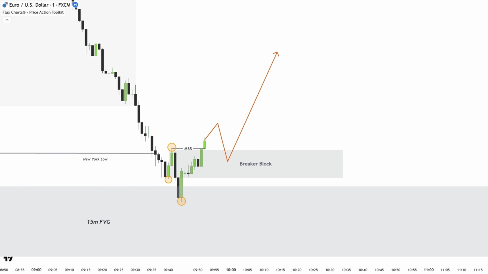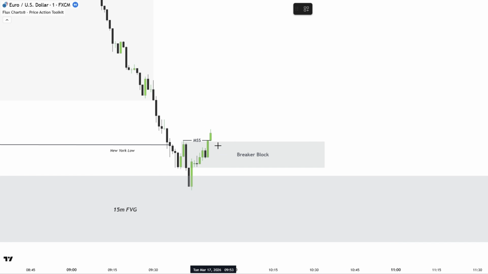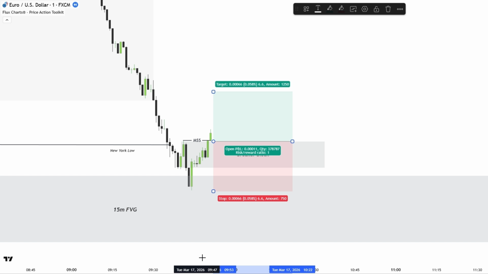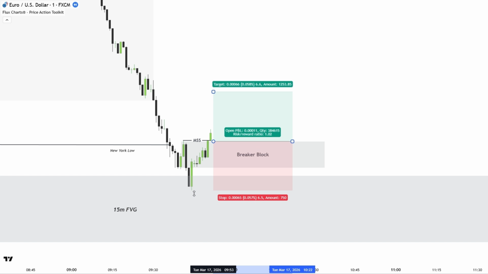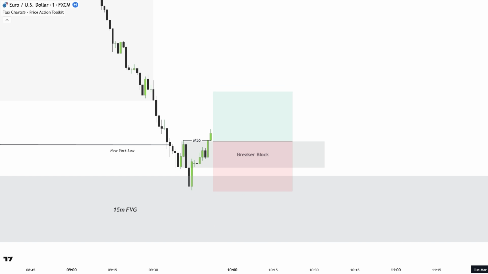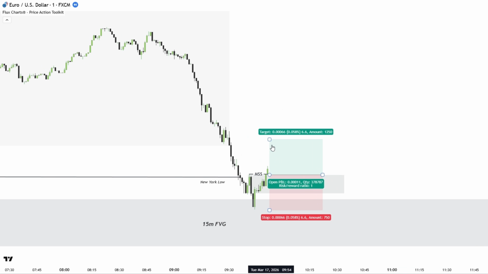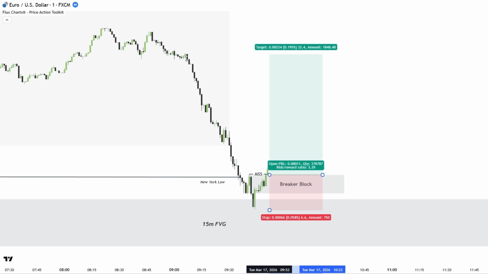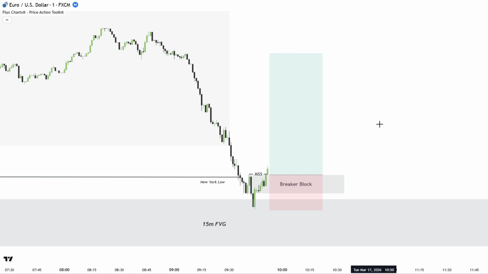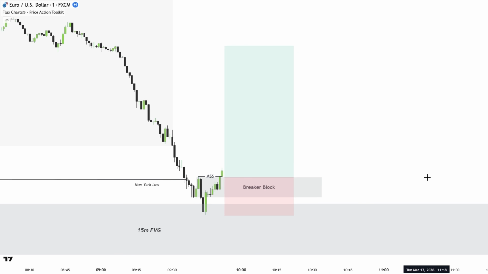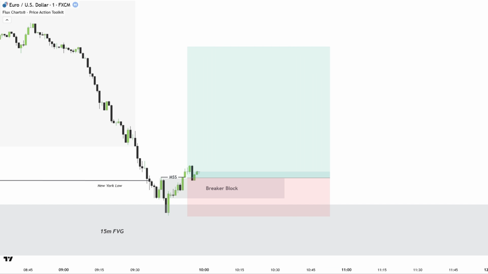So in the next step, I place a buy limit order at the highest point of the breaker block with the stop loss below the swing low. For take profit, I target the nearest key buy-side liquidity on the current time frame, which gives us almost a 3.5 R to R setup. Now let's play the chart forward. As you can see, my order gets triggered and the price continues pushing higher as expected.